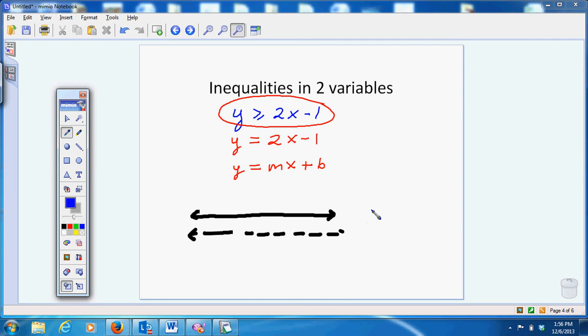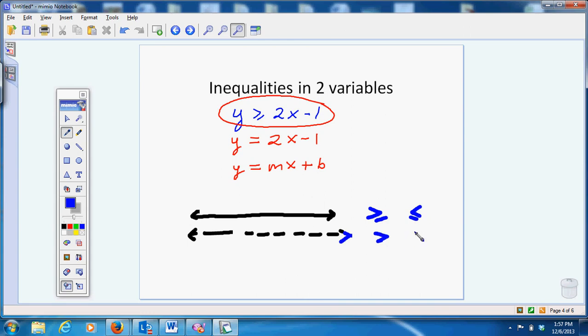Solid would be either greater than or equal to, less than or equal to. Dashed would be greater than or just less than. So it kind of goes along with, if we have the or equal to's, we have the filled in circles, versus not, we have open circles. So kind of we have these open spots here. So if that kind of helps you out.